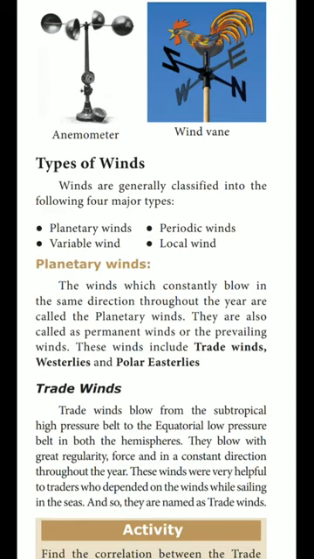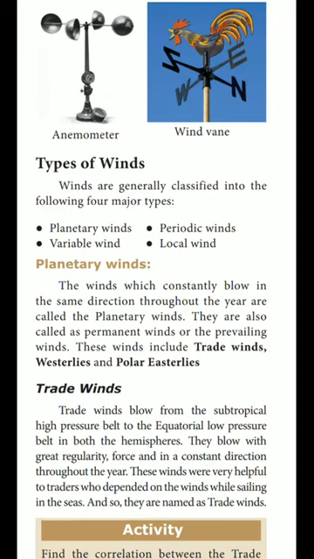Next, they blow with great regularity and force and in a constant direction throughout the year. So, this trade wind also will blow constant throughout the year. What is the use of this wind? It will be useful for the traders. For what purpose? One could depend on wind while sailing in the sea. For sailing on the sea also we need wind, isn't it? So, these trade winds are useful for the traders and so they are named as trade winds.